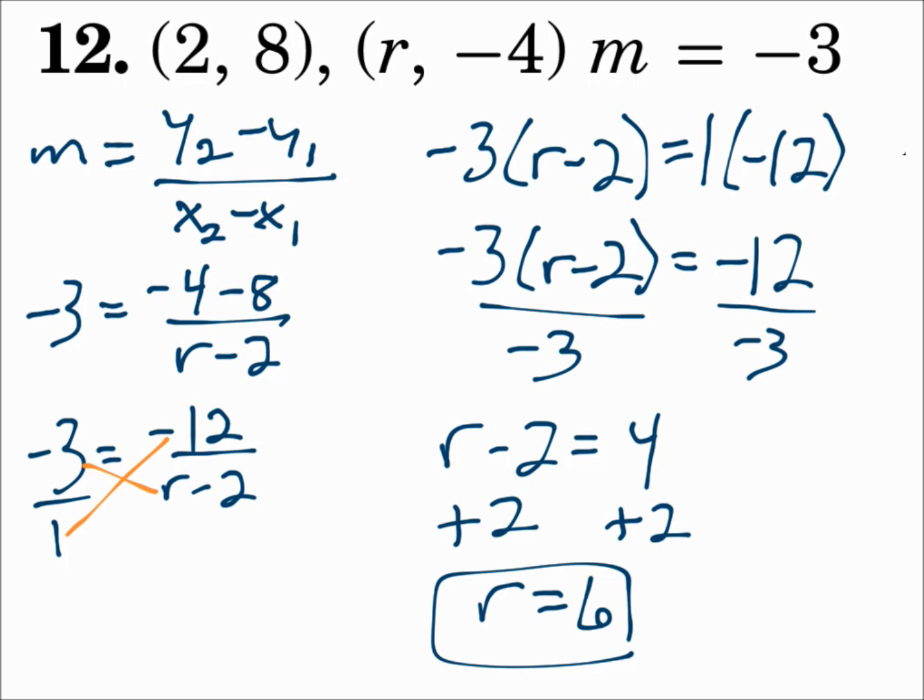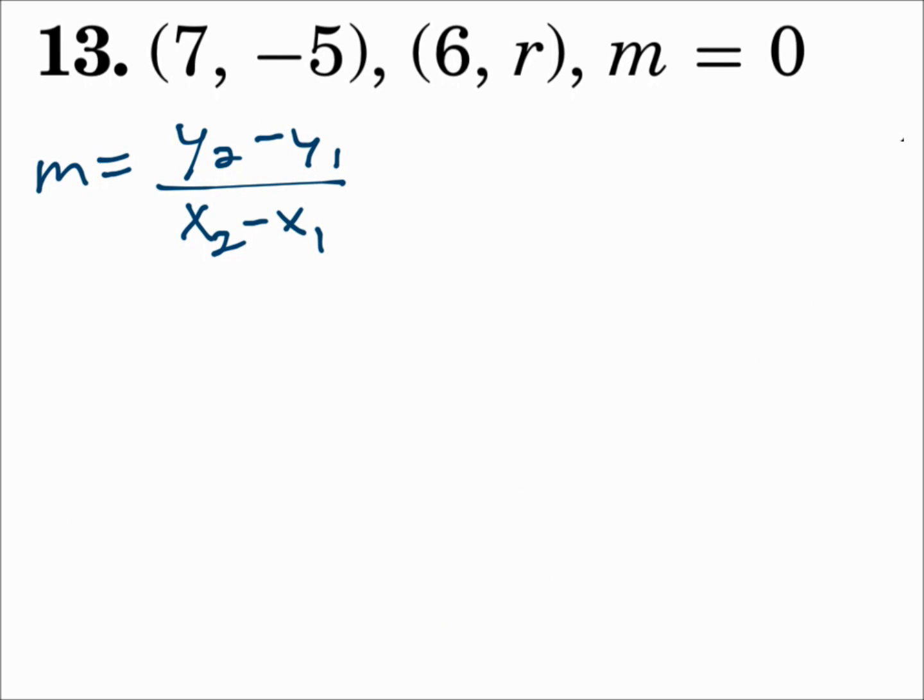So remember that part where we saved a step. When it was negative 3 times that whole quantity, do the opposite and divide both sides by the negative 3, and that simplifies things up real quick. Substitute in, get ready to cross multiply, and solve.